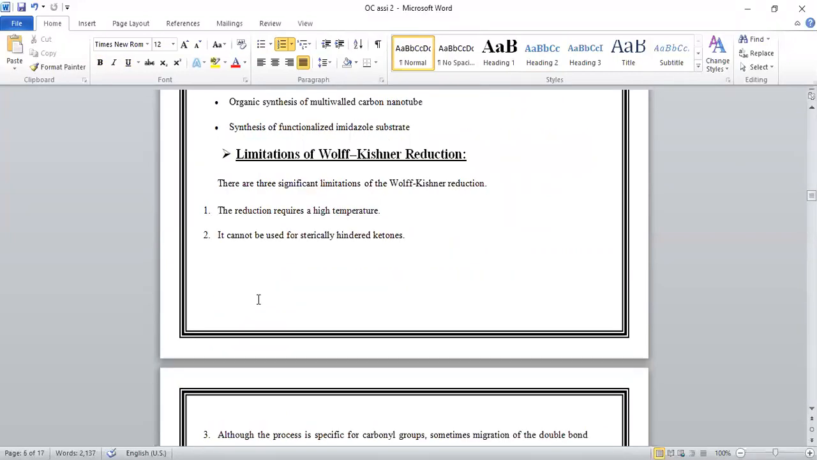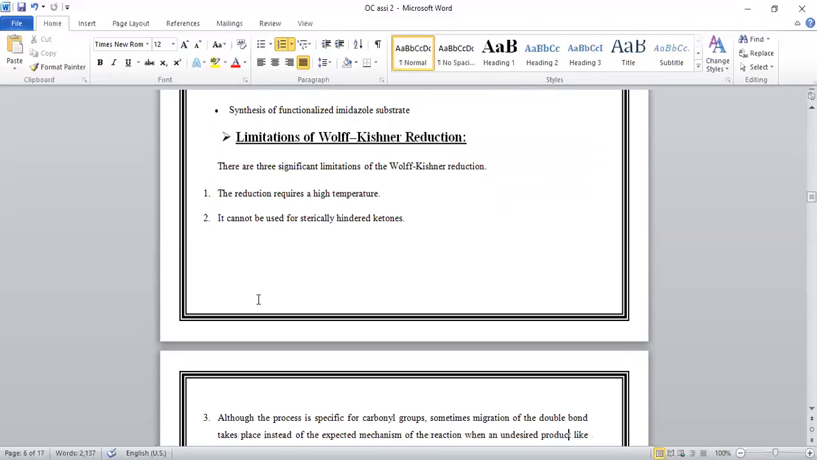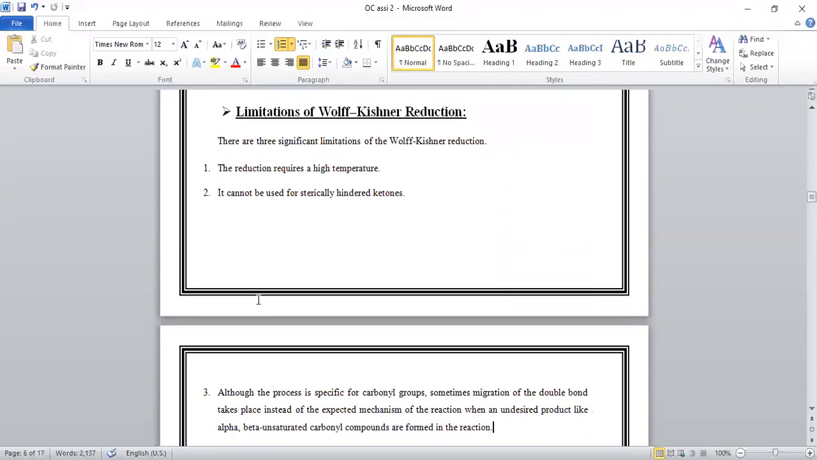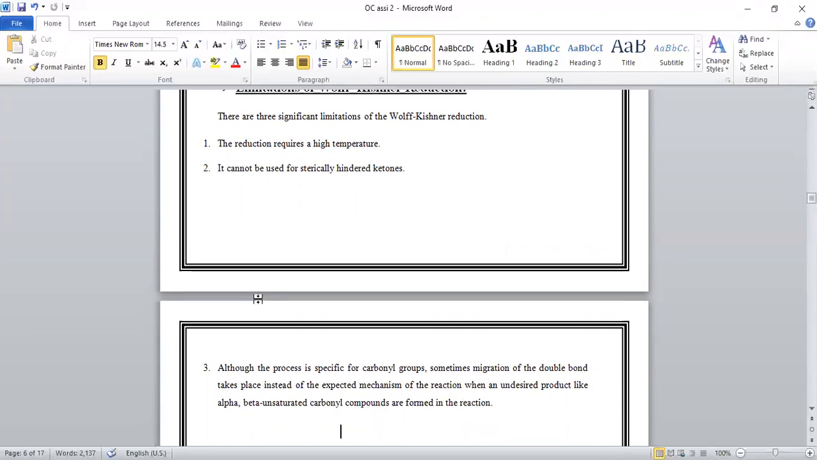Then limitations of Wolff-Kishner reduction. First one is that the reduction requires high temperature. It cannot be used for sterically hindered ketones. And although the process is specific for carbonyl groups, sometimes migration of the double bond takes place instead of the expected mechanism of the reaction, and an undesired product like alpha, beta unsaturated carbonyl compounds is formed in the reaction.